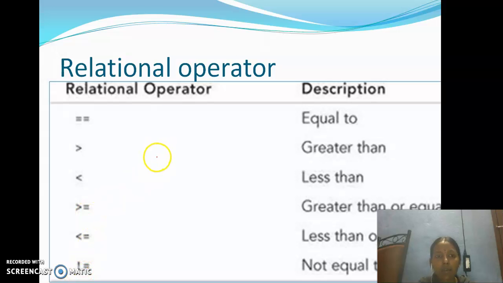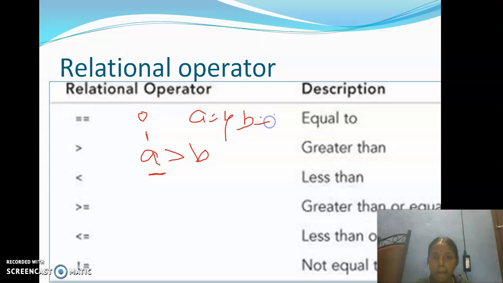For example, I want to find the relation between the values of A and B. Already we have discussed the program for the biggest of two numbers. A greater than B means the value of A is greater. If this condition is true, it returns 1 as the output. If the condition is false, then it will give 0 as the output. That means if you are comparing two values, for example, A has the value 4 and B has the value 4.